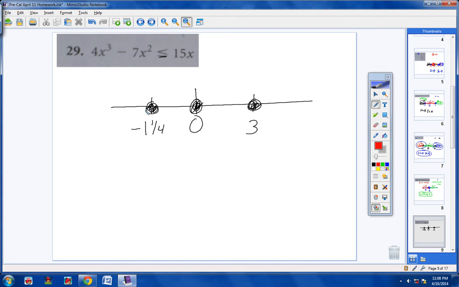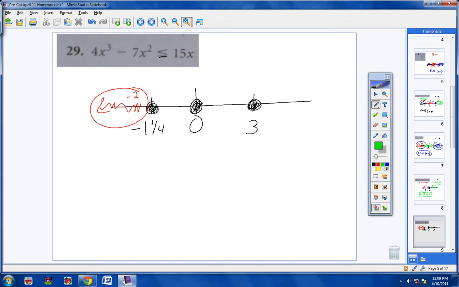Let's first of all test numbers to the left here. If this is negative 1 1/4, I'm going to test negative 2. So negative 2 to the third power is negative 8 times 4 is negative 32. Negative 2 squared is 4 times 7 would be negative 28, is less than or equal to negative 30. Well, that's definitely true. You're going to get something like negative 60 over here is less than negative 30, and that's definitely true. So this section here does work.